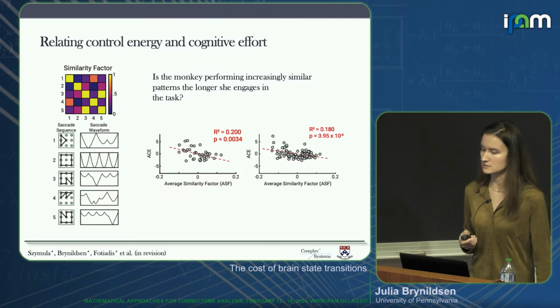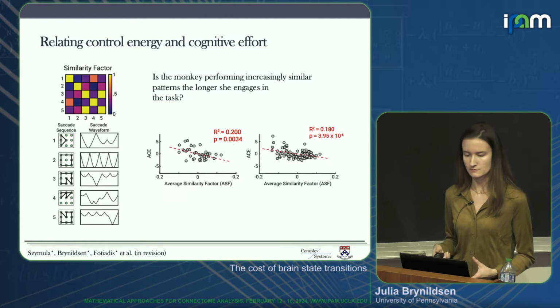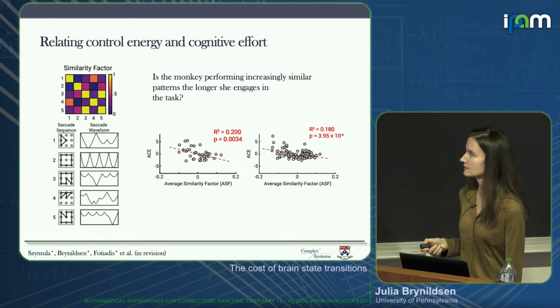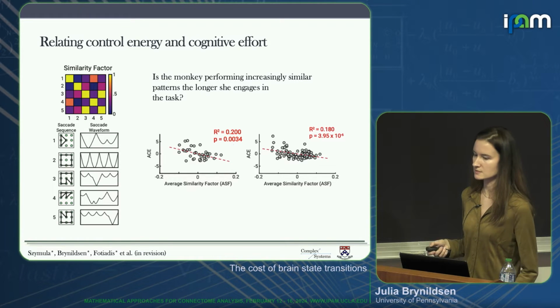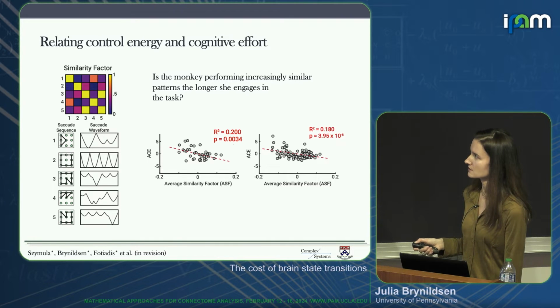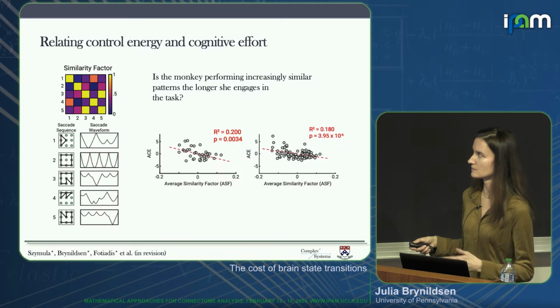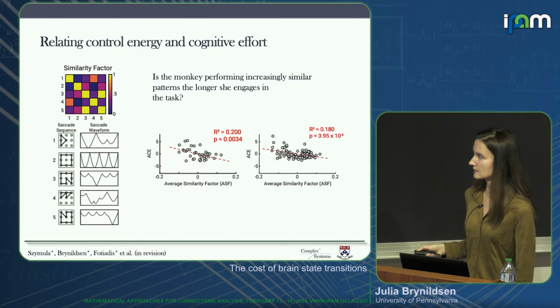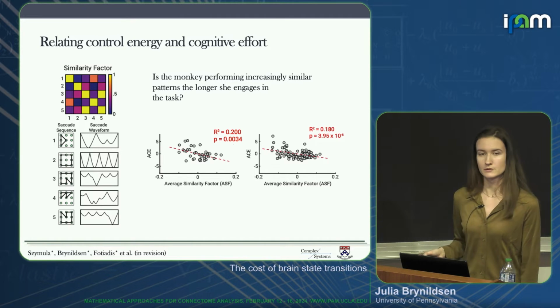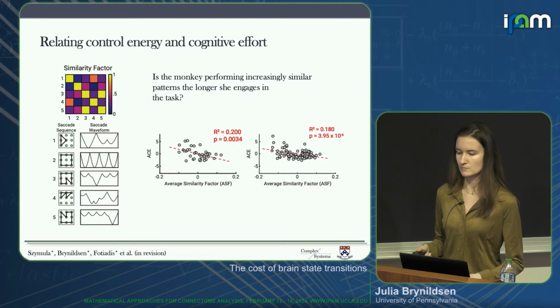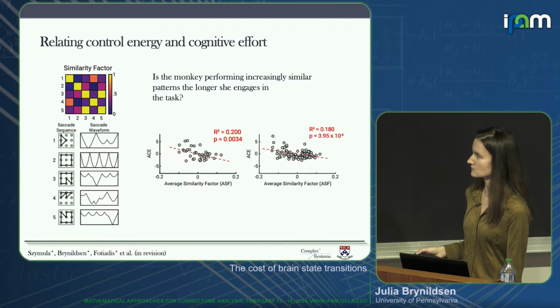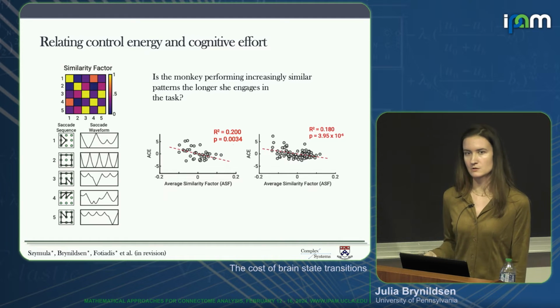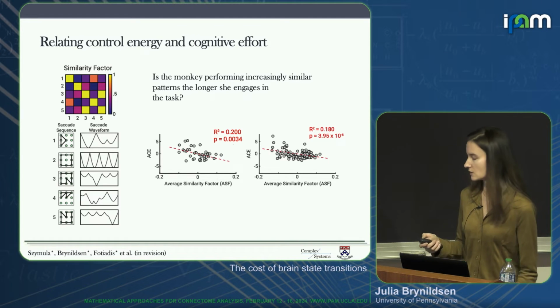And then we also defined several behavioral metrics that reflect features of habits. One of these being similarity factor, which represents the similarity between 2 saccade patterns performed one after another in the same session. So this metric can be used to assess whether the monkey is performing increasingly similar patterns the longer she engages in the task. And we observed a negative relationship between control energy and similarity factor, suggesting that performing more similar saccades in sequence, as we would expect to see as habitual behavior is developing, is associated with lower energy cost.